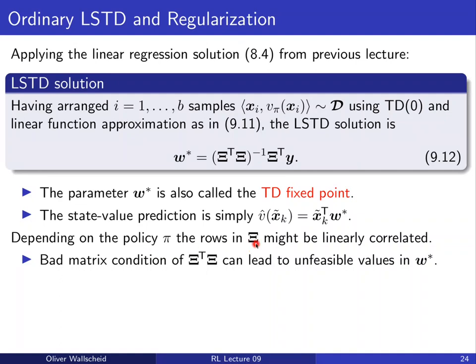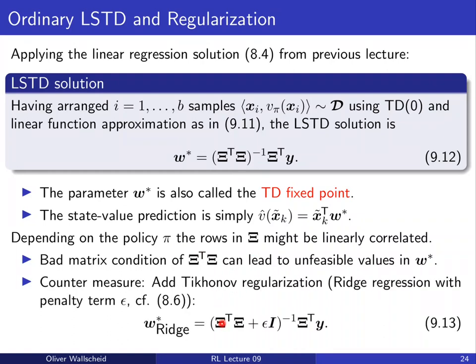And if we sample the same spot of the state space all over again in that regressor matrix here, we would just have n times the same row values, and of course then we would have perfectly linear correlation in Xi, and therefore the matrix condition of Xi transpose times Xi, which we need here for that inverse, will be very bad and possibly singular, and therefore we won't be able to solve that inverse here, and we'll get very unfeasible values for W star, or even no values at all if this is really completely linearly correlated. So we have to take care about that. How is pi giving us that regressor inputs here for that matrix?